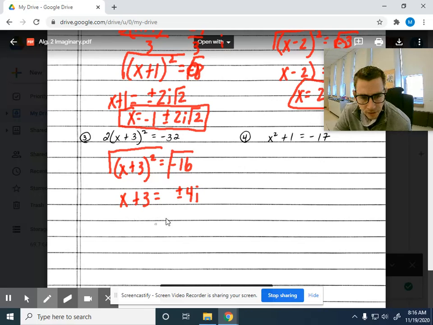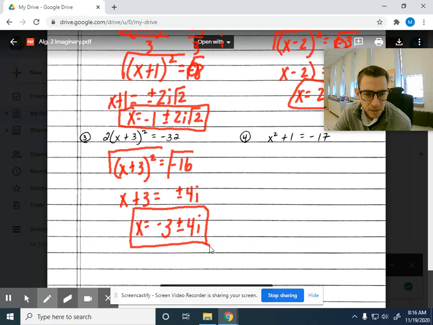I'm going to subtract 3 to the other side, but you can't group these, right? It would be like grouping like terms. So I can't go anything beyond this because -3 is a real number, 4i is an imaginary number. So we have to keep them separate.